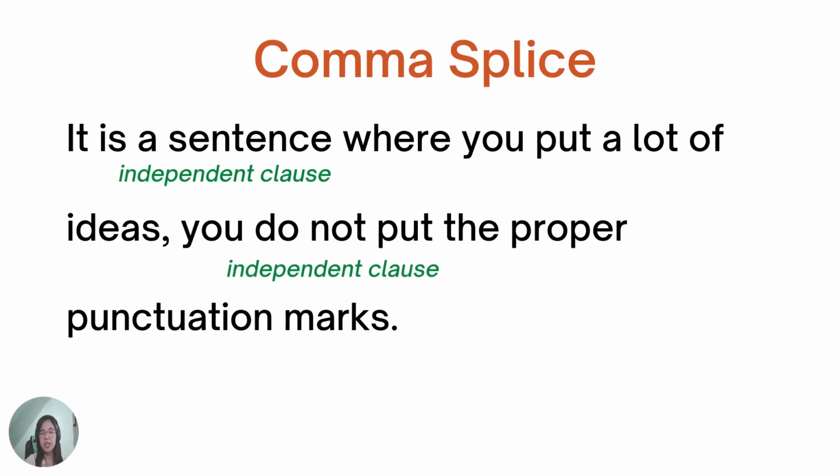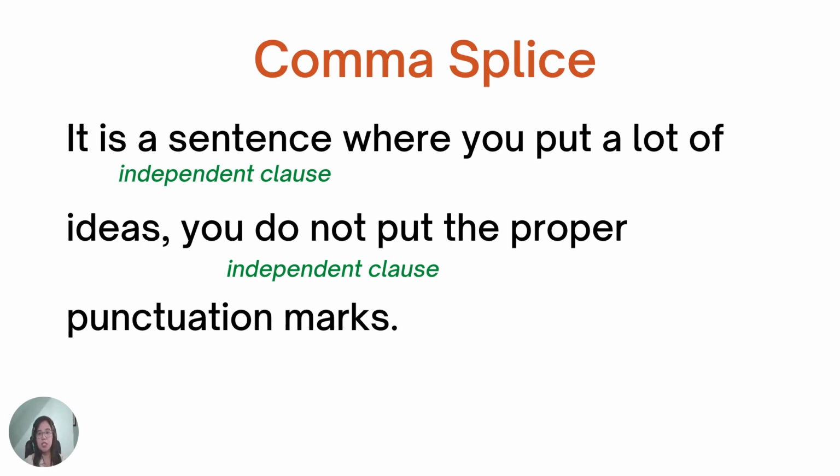In this particular example, let us go back to the previous sentences that I showed you, the descriptions about the run-on sentence. This particular sentence is called comma splice. Why? There are 2 independent clauses here. The first one, it is a sentence where you put a lot of ideas. That's the first independent clause. And the next independent clause, you do not put the proper punctuation marks.